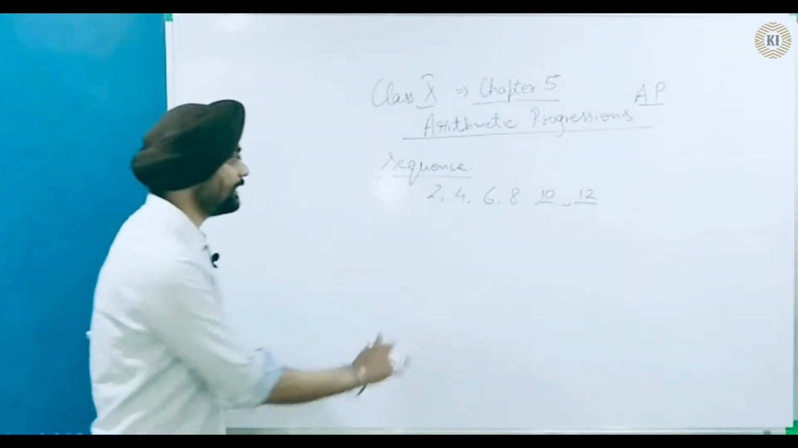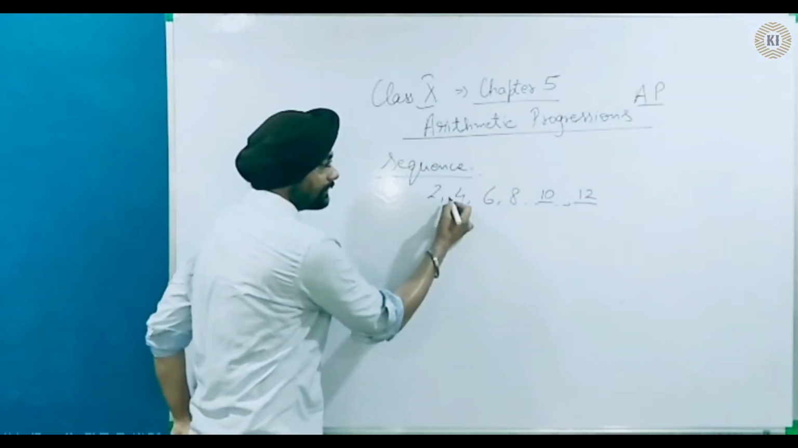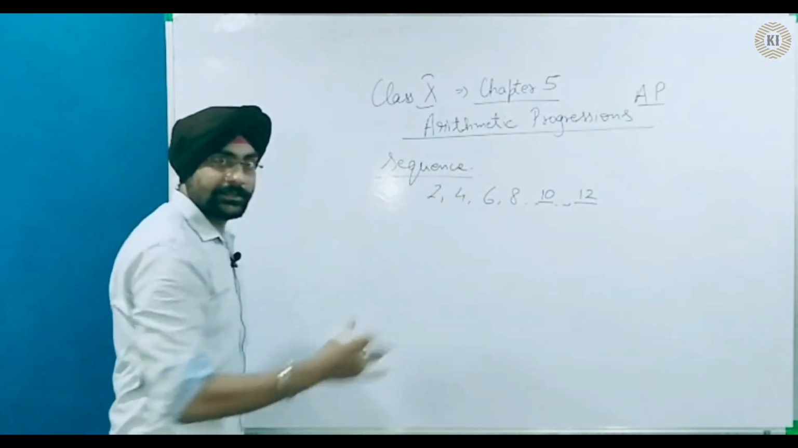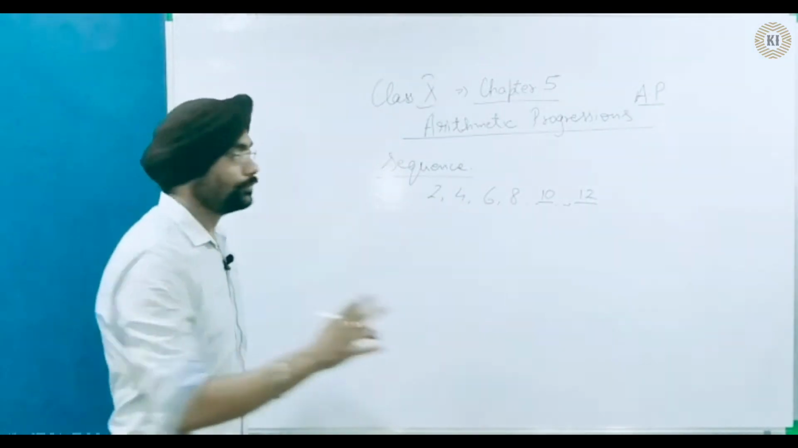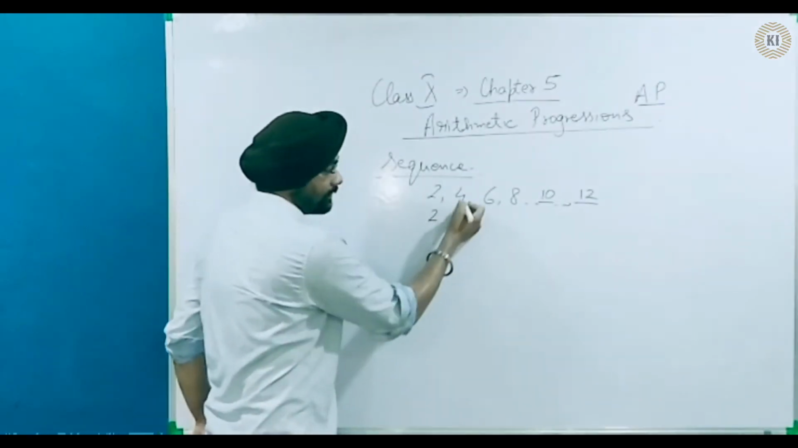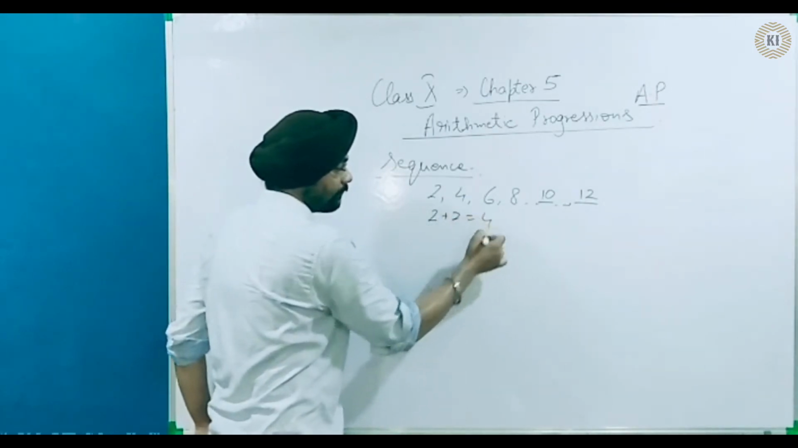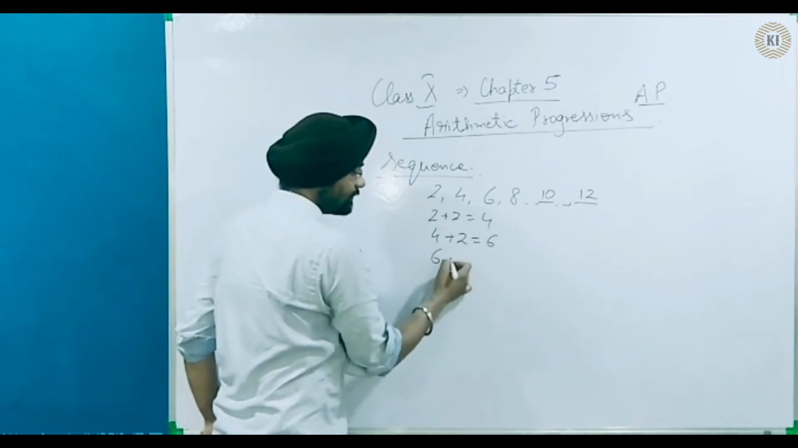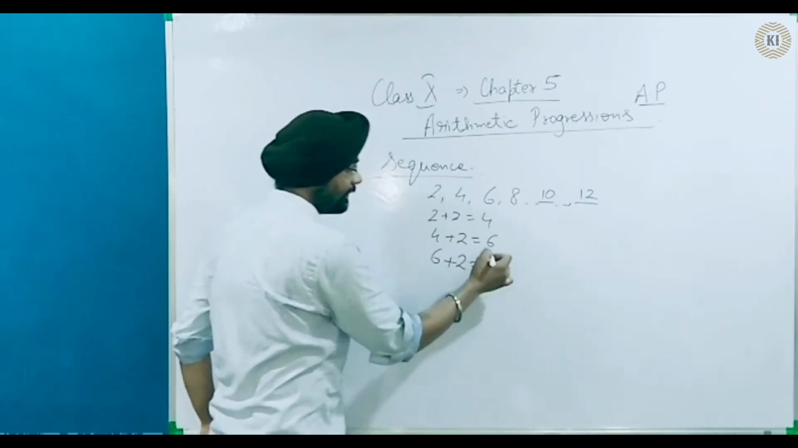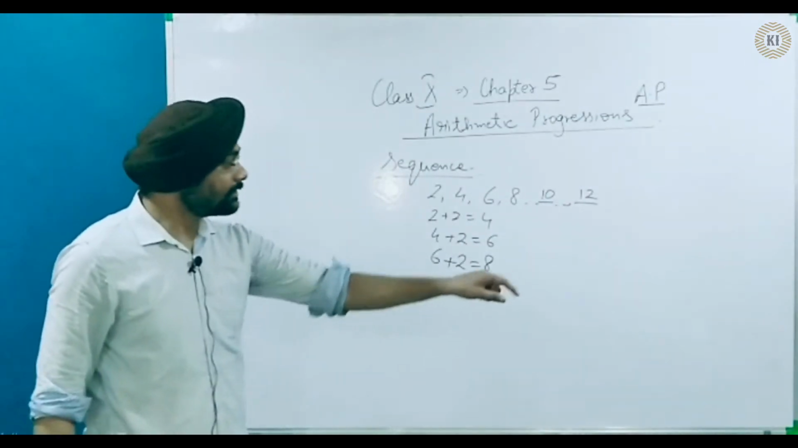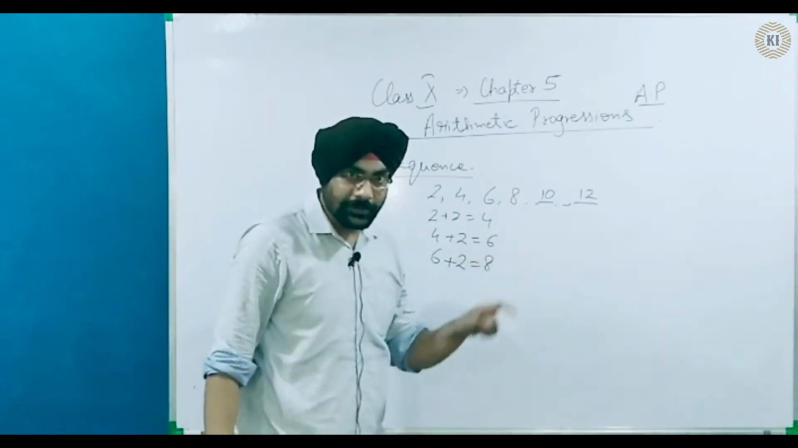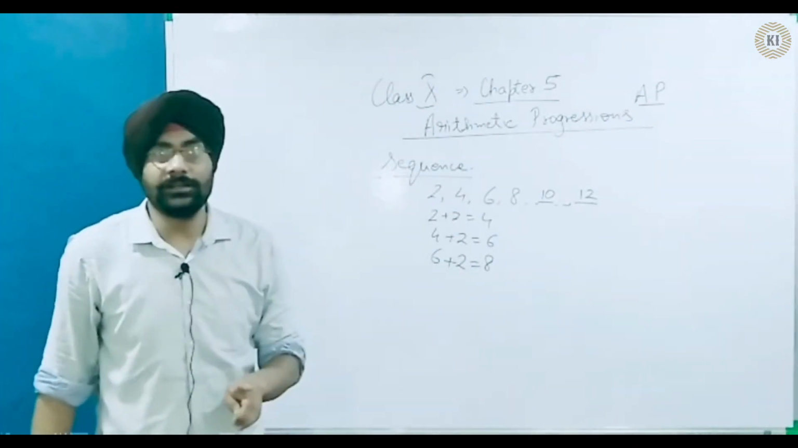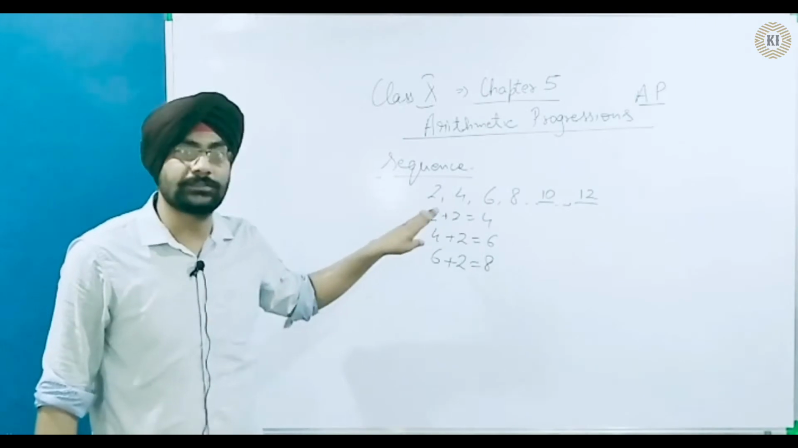What is the rule in that? You can see that as we go ahead, every time we are adding 2. Suppose this number is 2, we add 2 to this, the number is 4. After 4 we add 2, the number becomes 6. After 6 we add 2, the number becomes 8 and so on. So this is going according to a definite rule and a definite order. So this forms your sequence.